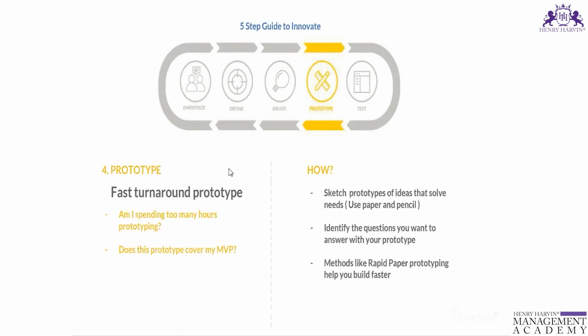So this is the four. We have actually seen the ideate, and the next stage is prototyping. Now prototyping, even though the word is very familiar to us, involves a lot of process. In simple terms, prototyping is creating a model of a product.